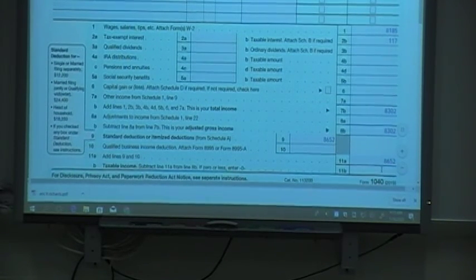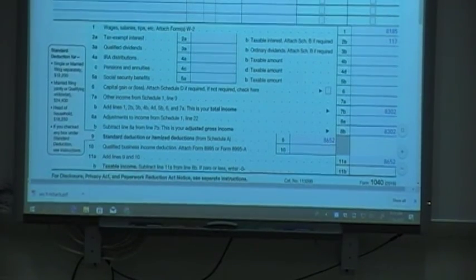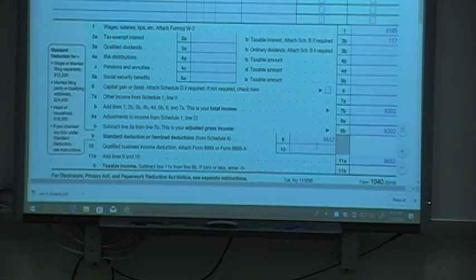So Lisa did not make enough to take the full standard deduction. Her standard deduction based on her income is that $8,652. Okay? Subtract line 11A from line 8B. What is that? It's a negative, so we'll put 0 on line 11B.